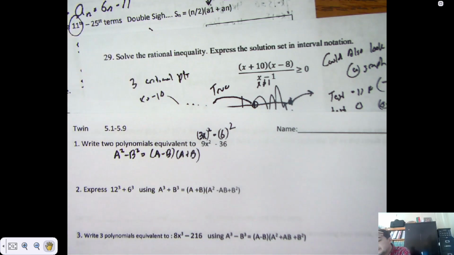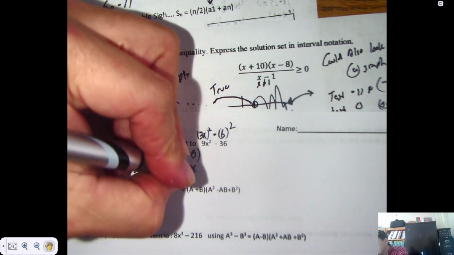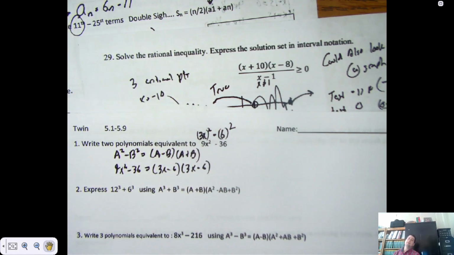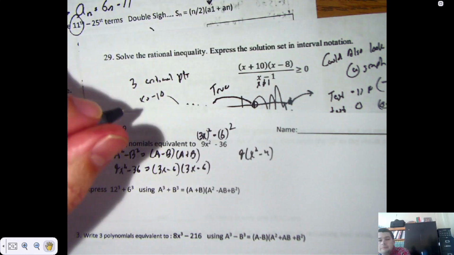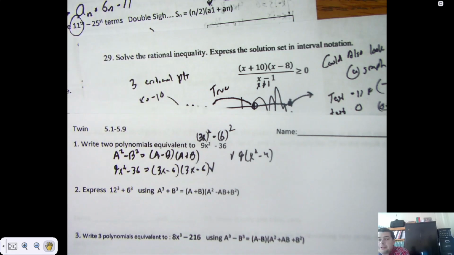So 9x squared minus 36 is 3x minus 6 times 3x plus 6. That's something I see. Here is something else I see. I also see a 9 times an x squared minus 4. And there's a third choice here.